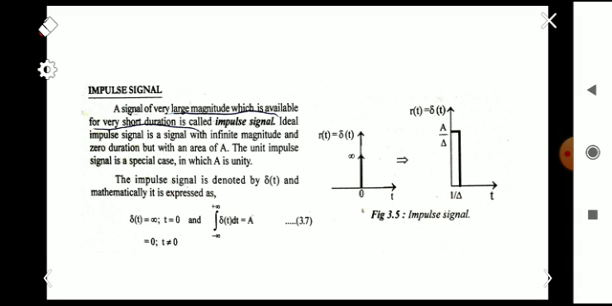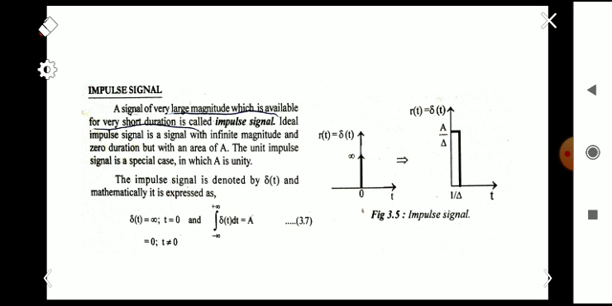The unit impulse signal is a special case in which a is unity, that is, a becomes 1. The impulse signal is denoted by delta of t. So delta of t is equal to infinity for t equal to 0, and it is 0 for t not equal to 0. That's the case of an impulse signal. I hope all of you understand the standard test signals well.